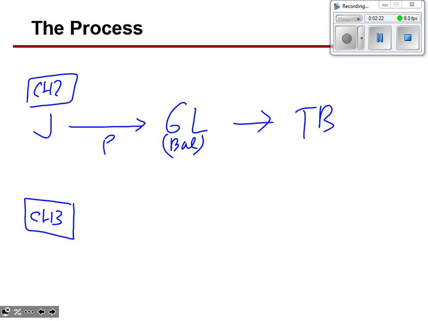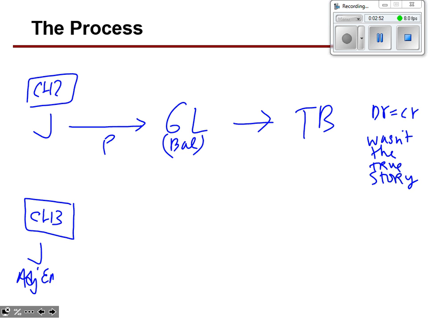we know that the debits and the credits might have equaled. They did. You got totals at the bottom of that trial balance, but it wasn't the true story. It's really why accounting can be tricky because sometimes your debits and credits can equal, but it's really not the true story. There's more to the story. So that's why in Chapter 3, we journalized adjusting entries.